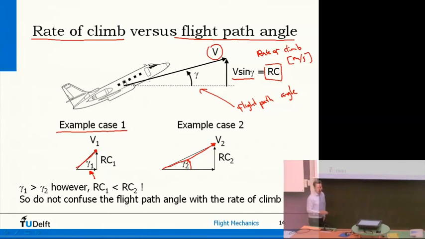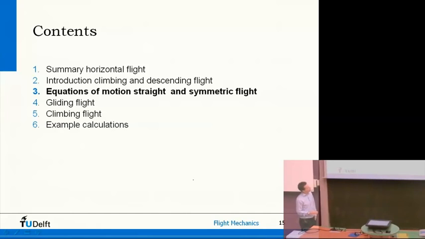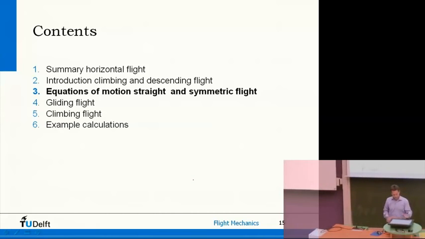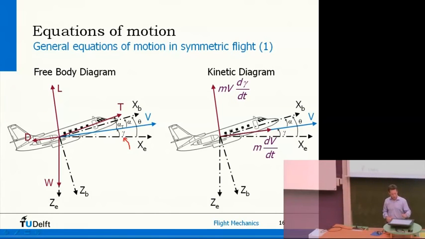Then let's have a look again at the equations of motion, but this time I'm going to talk about straight and symmetric flight. This means I'm not talking anymore about horizontal flight. Now we're going to climb or descend. If you take this diagram, I've shown it several times already, but if you draw all the forces on the aircraft and all the accelerations, then this is what you get. Just to refresh your memory: flight path angle, the angle of the airspeed with the horizon; angle of attack, which is the angle between the aircraft and the oncoming flow; lift, by definition perpendicular to airspeed; drag, by definition parallel to the airspeed; weight is pointing down; and the thrust vector is somehow connected to the plane.